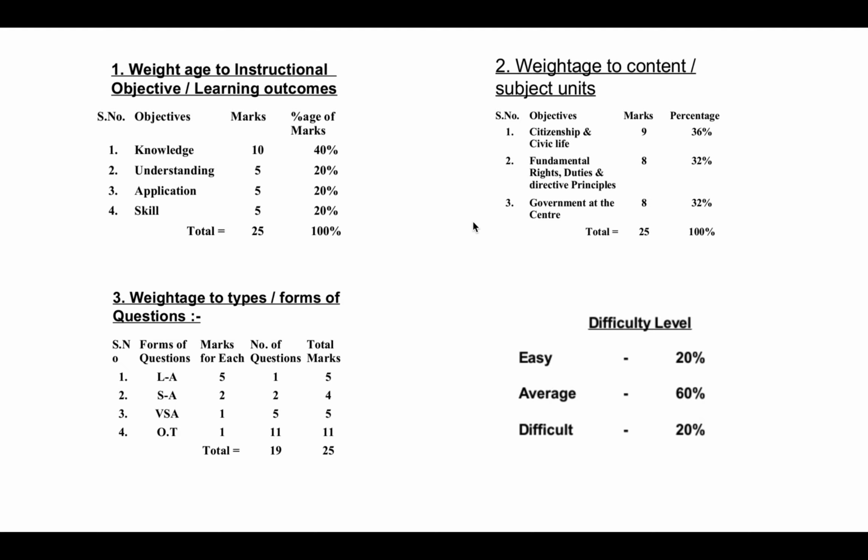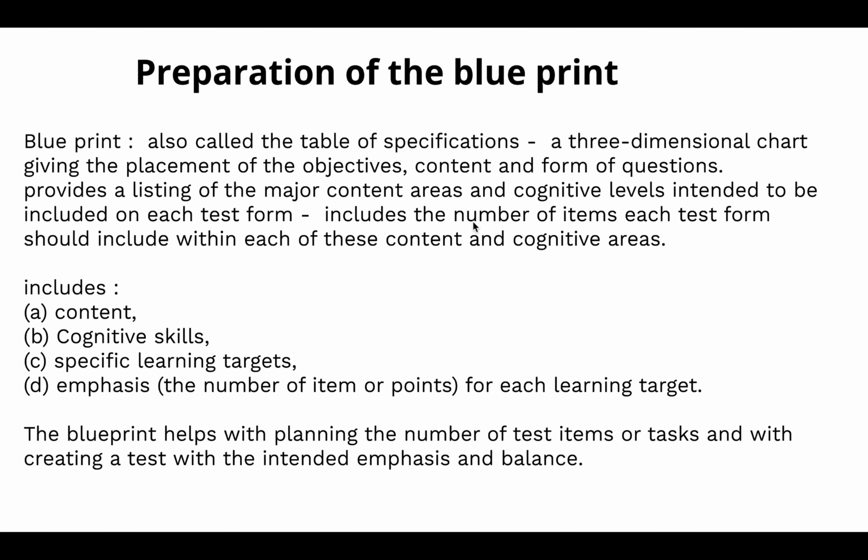Okay, so this is the way how we design a test. Now we know the preparation. The next one is the preparation of the blueprint. So what is a blueprint? It is also called the table of specifications.